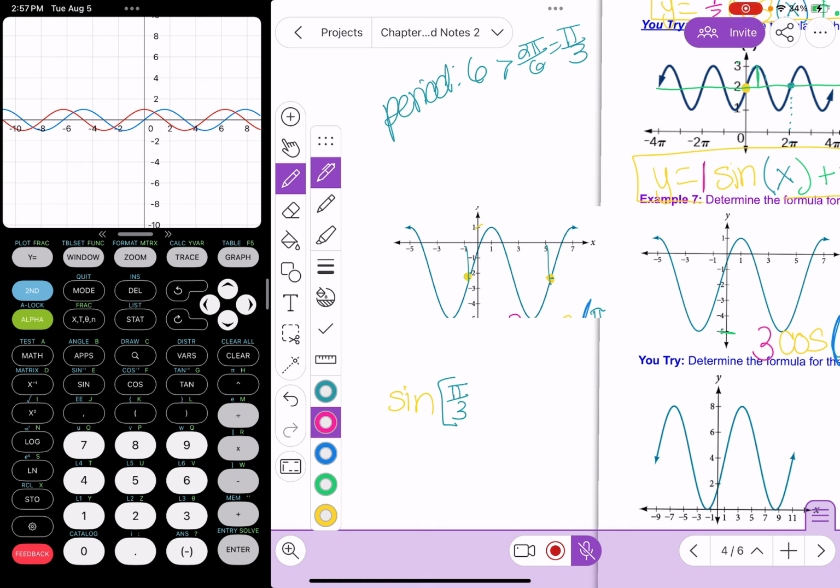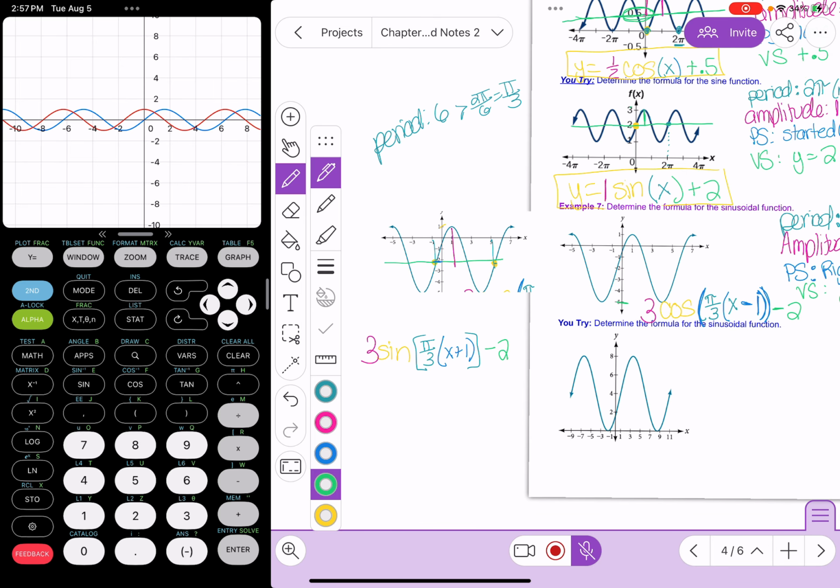My amplitude is still going to be 3. This time I shifted left 1, so I'm going to put +1 in there. That's the difference. But my midline is still -2. So if we look at the equations, the only difference is the horizontal shift. This is the only difference between the two equations. The period doesn't change, the amplitude doesn't change, the vertical shift doesn't change. So that's why it doesn't matter which one you pick. All that's going to change is your horizontal or your phase shift.